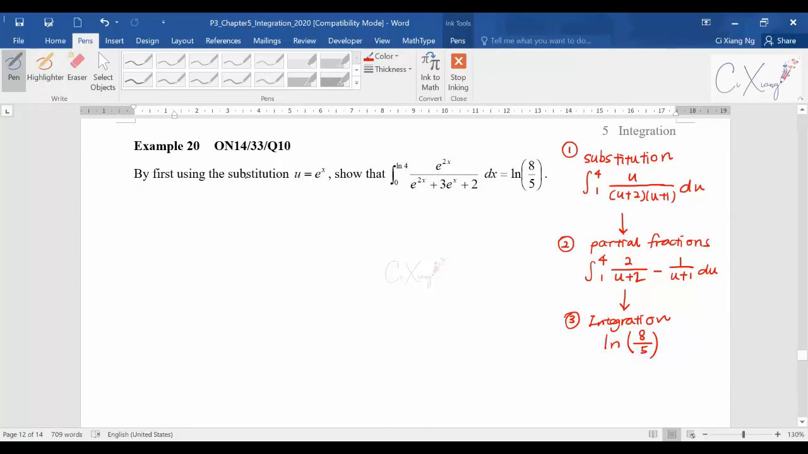Again, first by using the substitution, they want you to show this. As I told you before, start from the substitution given in the question. So u equals e power x. The first step is you need to do the differentiation. When you differentiate du over dx, you will have the original equation dx. Then if you replace it, you will have du equals e^x dx.